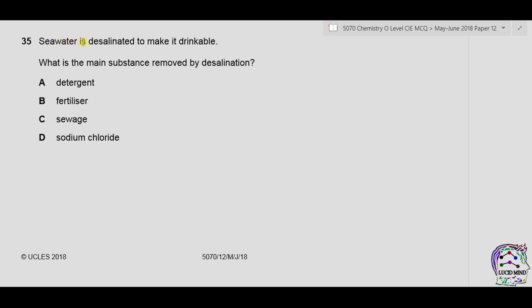Question 35. Seawater is desalinated to make it drinkable. What is the main substance removed by desalination? Now the word desalination means removal of salt. So it is actually salt that is removed, and the most soluble salt is sodium chloride, which is present in larger quantities in seawater. So the correct answer is D.